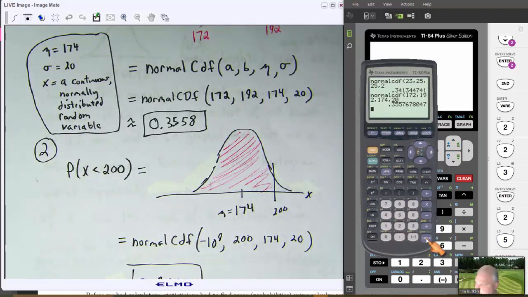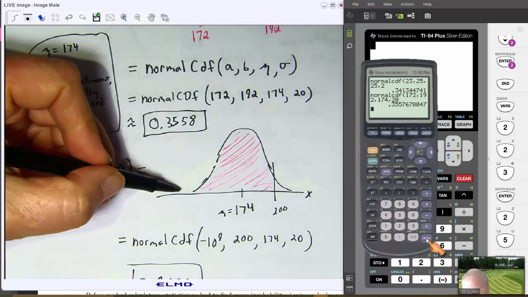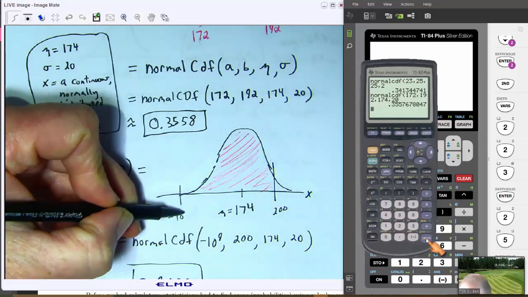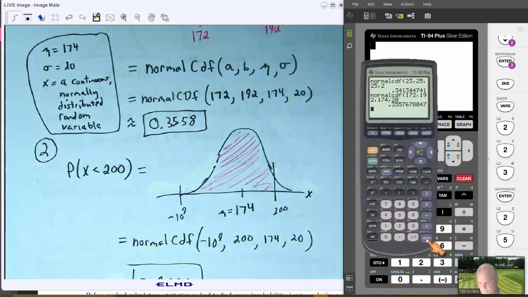And in this case, technically there's no lower boundary, but we're going to feed in negative 10 to the ninth as our lower boundary. So that's an approximation of infinity. And so on the calculator to do that, we're going to press second vars 2 and type in, remember we're going to use this key down here, not the subtraction key, so we don't get an error, to mark 10 to the ninth negative. And we use the caret key to raise 10 to the ninth power, commas above the 7.